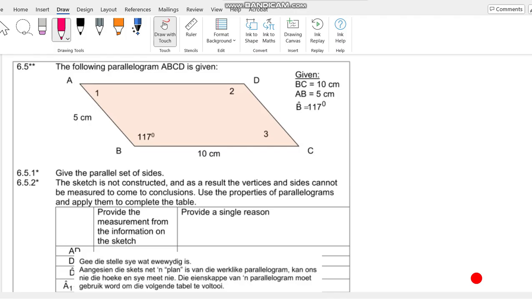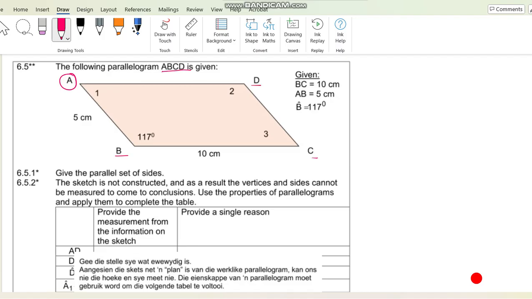It says the following parallelogram ABCD is given. So I would like you obviously to draw this in your book. Now, when they say ABCD, somewhere you have to start with A. So let's start there, A. Then we have B, C, and D, okay?